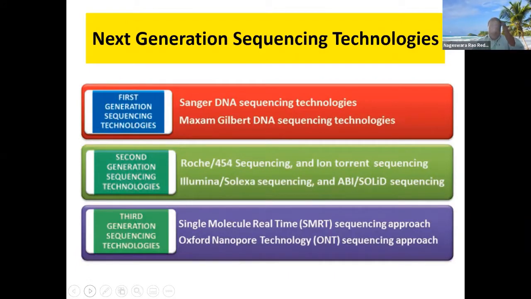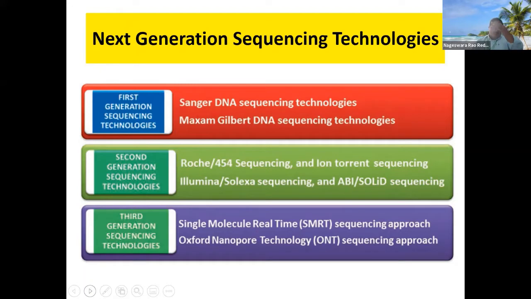Okay, so coming here, the first generation sequencing technologies are Sanger DNA sequencing technology and Maxam-Gilbert DNA sequencing technology. Of that, Sanger we have discussed just now, and we'll see whatever points we have missed next. And second generation technologies: Roche 454 sequencing, Ion Torrent sequencing, Illumina Solexa sequencing, and ABI SOLiD sequencing. In this, 454 sequencing is the technology which was predominant for 40 years, which is based on Sanger's method. So these four come under second generation sequencing technologies.